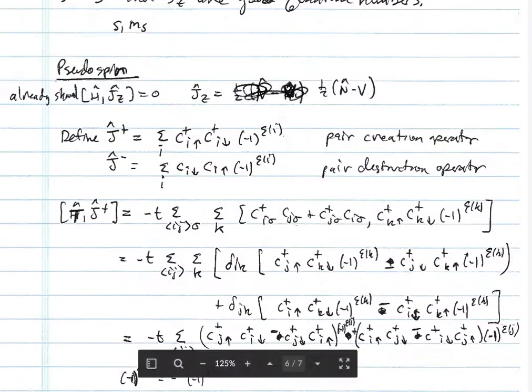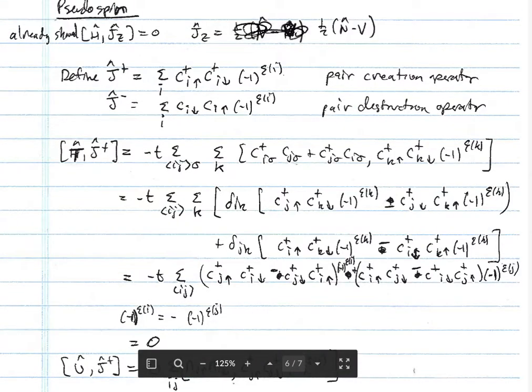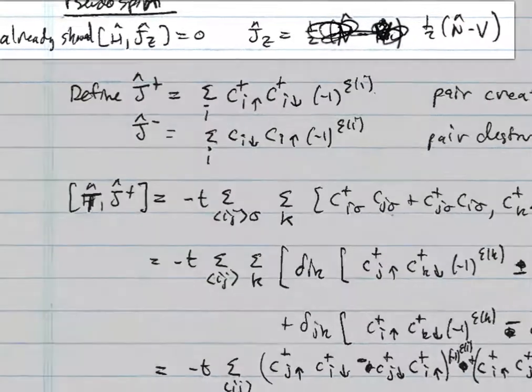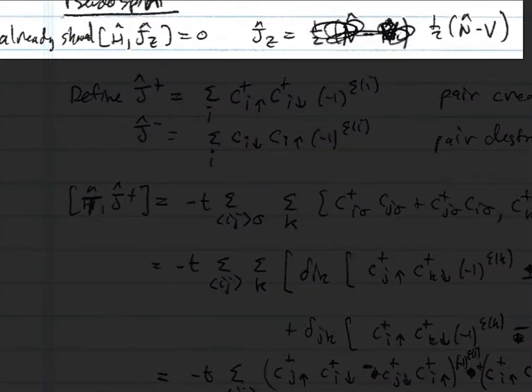Now there's another operator that also commutes with the Hamiltonian. It does in the case where I have a bipartite lattice, and it's something that I'm sure you've never seen before. It's called pseudospin. We let the z component of pseudospin, J_z, be equal to 1/2 the total n operator minus the total number of sites.